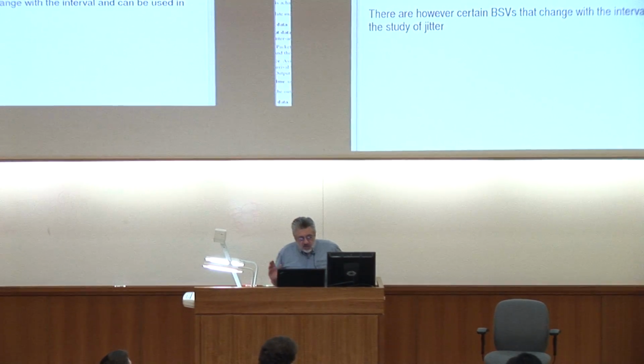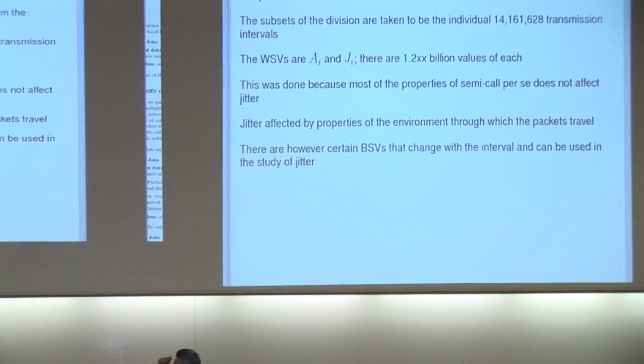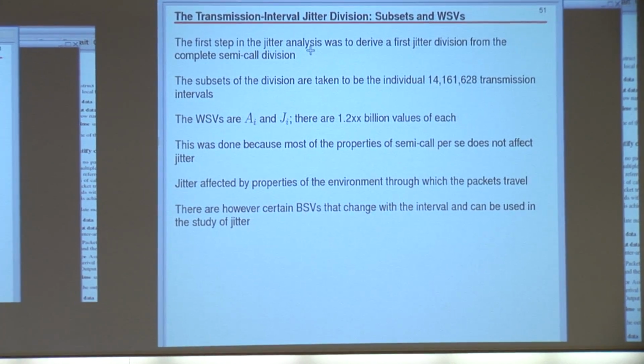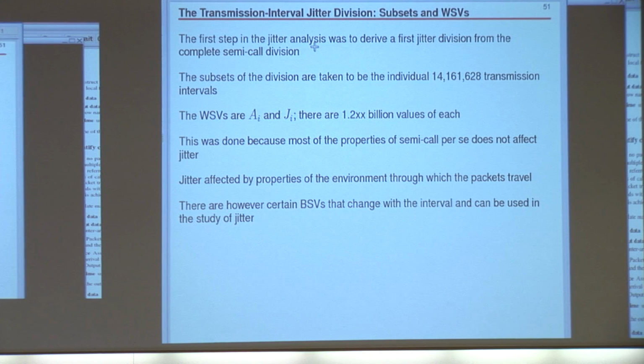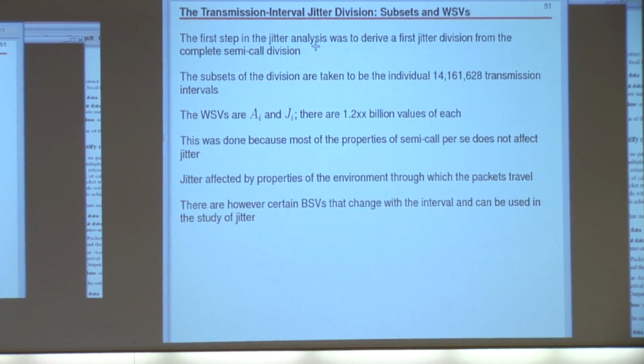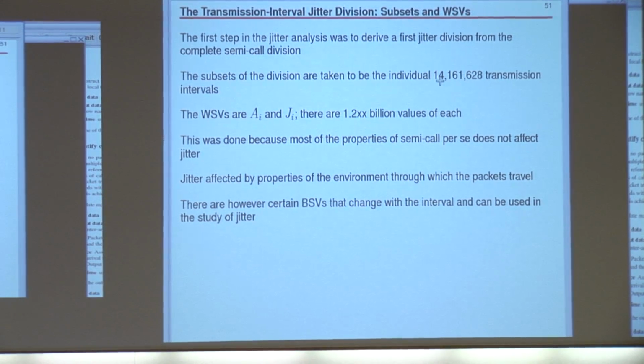Okay, so the first step in the jitter analysis was to derive a first jitter division from the complete semicall division. Now, in this particular case, semicall no longer has any relevance at all, because jitter is not about the call itself. Jitter is about the network. What's happening on those queues? You've got two packets coming through at about the same time. They're going to experience jitter. It doesn't matter what call they're a part of. It has nothing to do with the characteristics of the call per se.